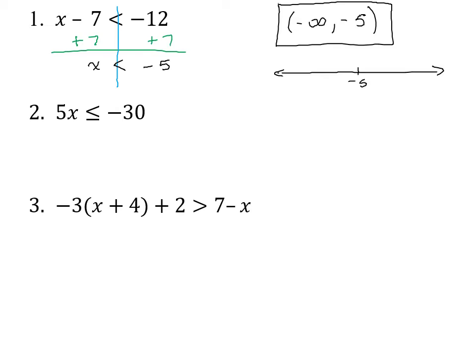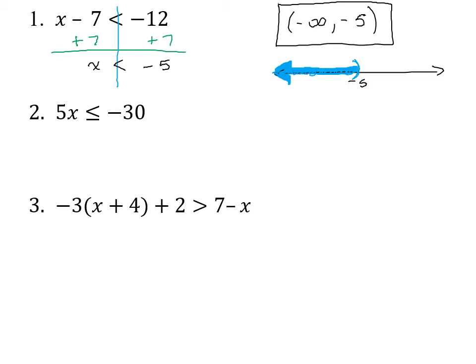I would put a parenthesis or an open circle, and it would be everything to the left. It might be easier for me to do it as a highlighter instead. I don't know. We'll try it on the next one.